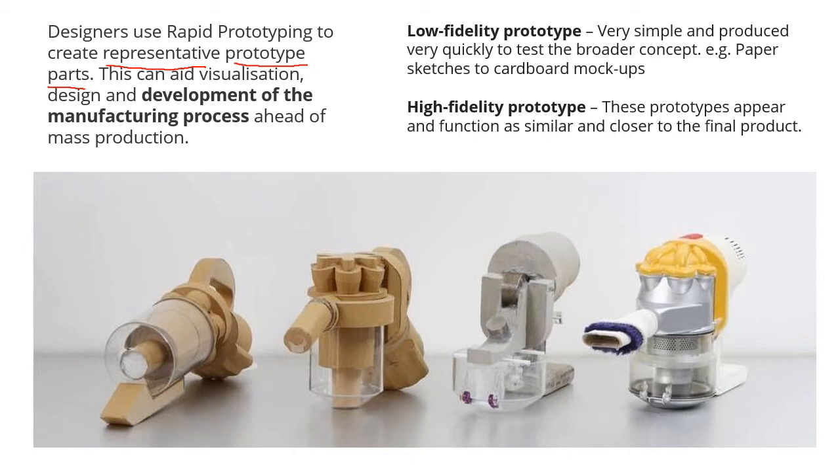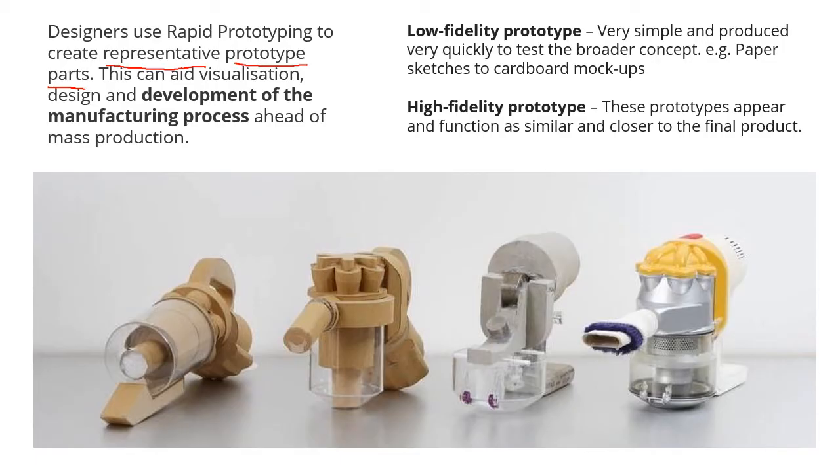But also, creating a real prototype of the product can massively help in the development of the manufacturing process before you take it into mass production. So you can iron out any little flaws, any changes that need to be made to the shape so that different manufacturing processes will actually work, such as injection molding and blow molding and rotational molding, all those different types of things. So there are different types of prototypes.